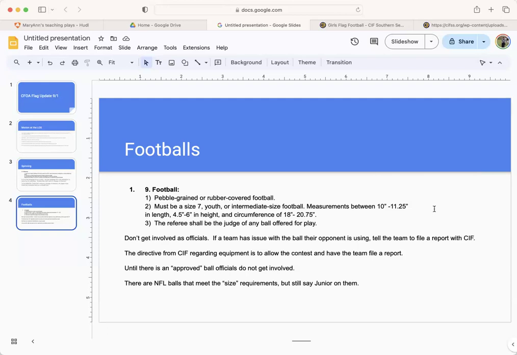Please know that there are some NFL balls out there, balls labeled with an NFL logo that meet the size requirements, but still say juniors on them, okay? Sizing requirements trump what the ball says. And since we don't take a tape measure out on the field with us, please alert the school that has an issue that they have the option to file a report with CIF.